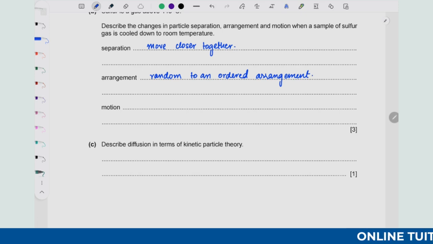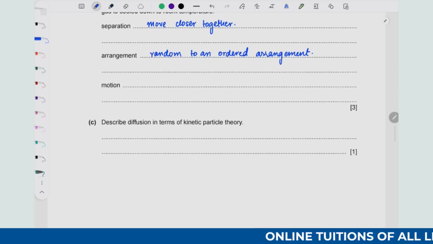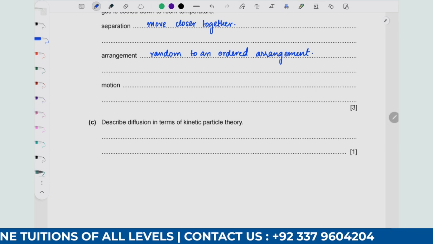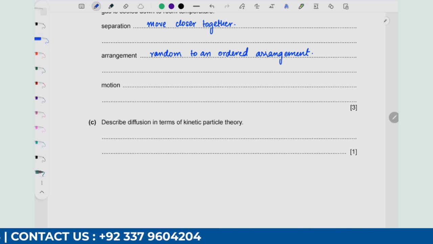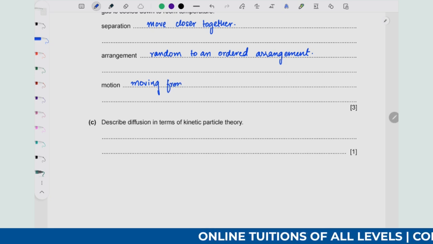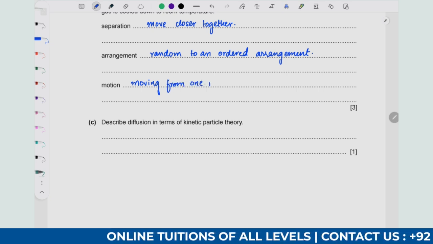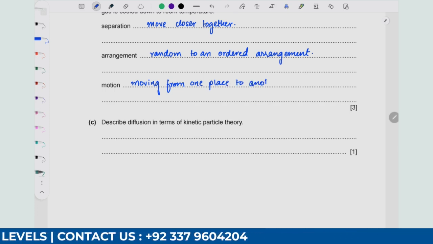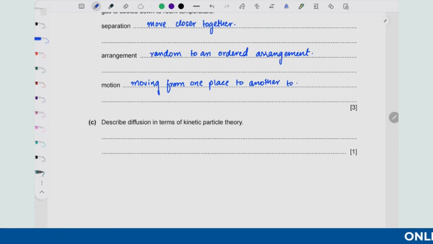The motion of particles, obviously, first of all, they were in the gaseous state, they were moving away from each other, they were free to move, but as they are now close together, they will vibrate. Moving from one place to another, to vibrating.